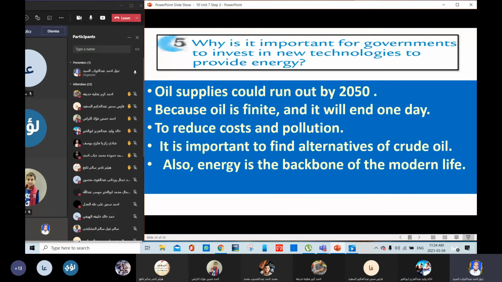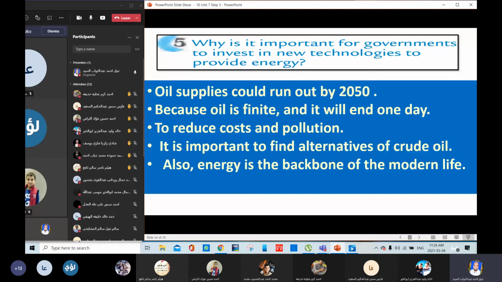Oil supplies could run out by 2050. This is the first reason, because oil is finite and it will end one day. So as you mentioned, fossil fuels are limited, are finite. And to reduce costs and pollution. So to reduce costs, to reduce pollution, to save the environment, it's important to find alternatives to crude oil.